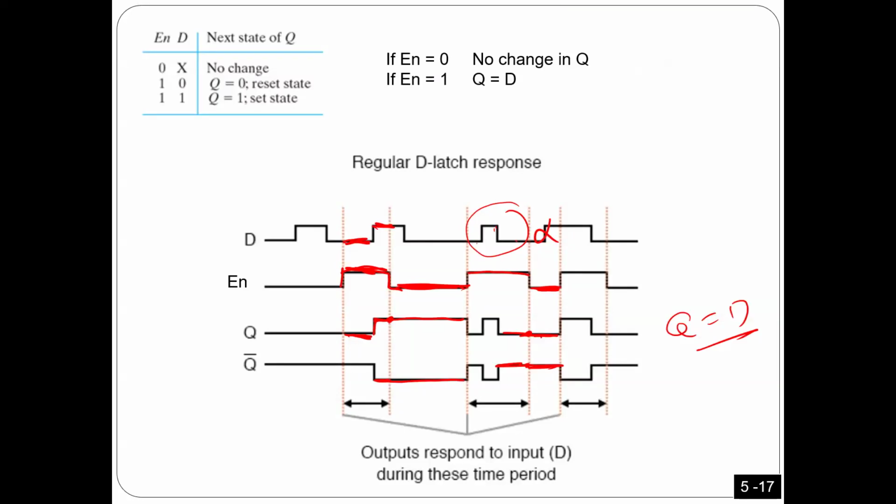Why? Because you just look at the table. Very simple table. Q is equal to D. If you want to store 0, just put 0 in D. You have only one input. Okay, guys. Any questions? Okay.